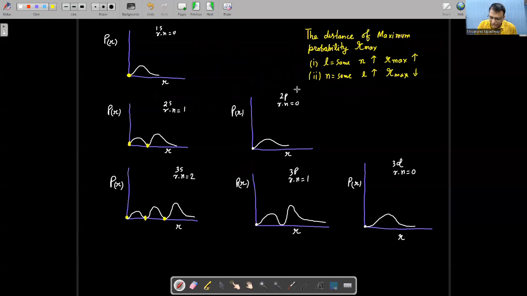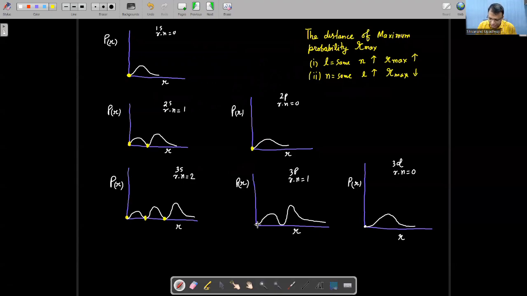For 2p, the number of radial nodes is equal to 0, and at the origin this value is equal to 0. There are two reasons. One is that the volume element at the nucleus is 0, and the other is that the radial probability density is 0. Because of that, this value is equal to 0 at the nucleus.